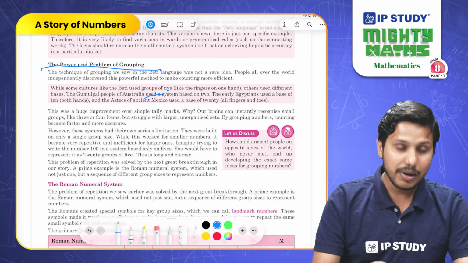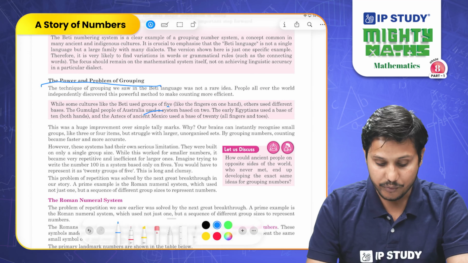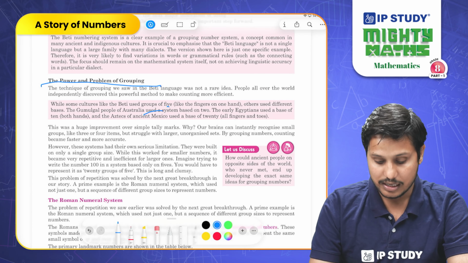This was a huge improvement over simple tally marks, because our brain can instantly recognize small groups like 3 or 4 items, but struggles with larger unorganized sets.